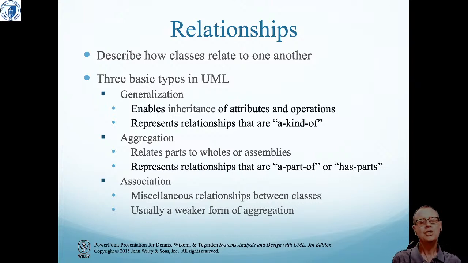Right? The relationships, and there are three here, show the relationships between classes. Generalization is inheritance. Aggregation represents the parts of a class that may be represented by other classes, and association is a weaker form of aggregation that says that one class must know about the other class.